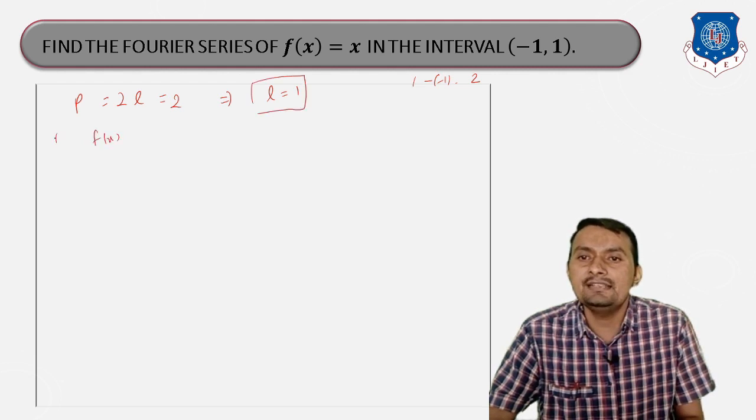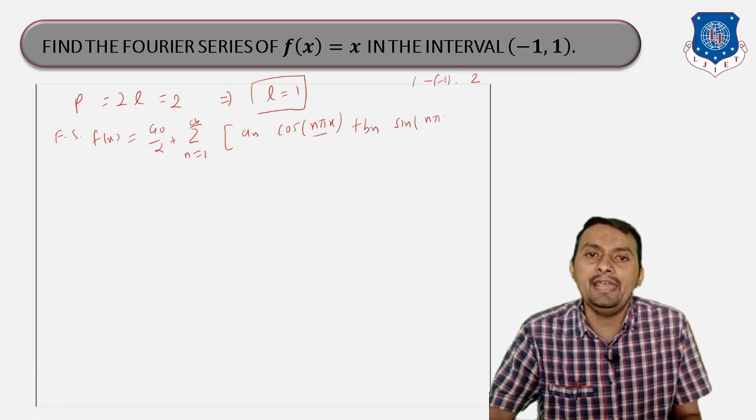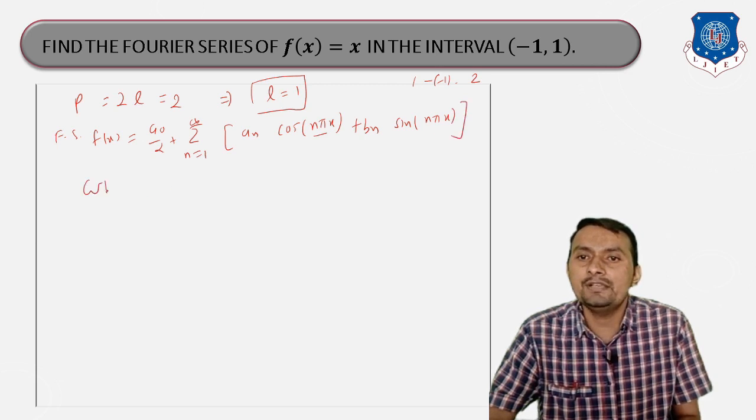Our formula will be: the Fourier series f of x is equal to a0 by 2 plus the summation from 1 to infinity of an cos n pi x by L, but L is nothing but 1, plus bn sin n pi x by L, but L is nothing but 1. But here, what is a0? So here a0 is nothing but 1 divided by L, that is 1, lower limit minus 1, upper limit plus 1.